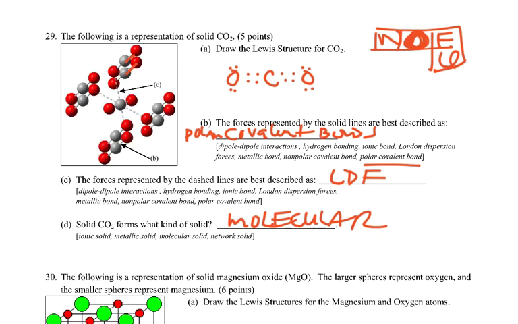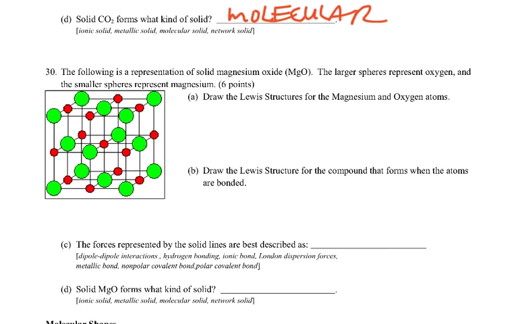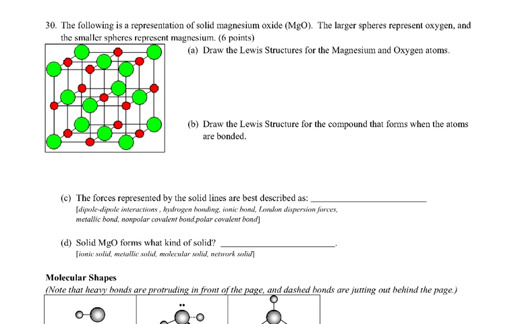Alrighty, so now it's going on here for 30, the same kind of idea. The following representation shows magnesium oxide. Well, magnesium's a metal, and oxygen is a non-metal. So metal, non-metal, we know this is going to be ionic. So we see them positive, negative, positive, negative. Draw the Lewis structures for magnesium and oxygen atoms. Atoms, so that means when they are neutral. Magnesium is family 2, it's got 2 dots. Oxygen's family 6, it has 6 dots, 2, 2, 1, and 1. So that's the first one.